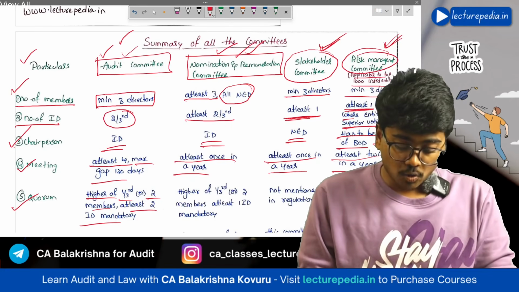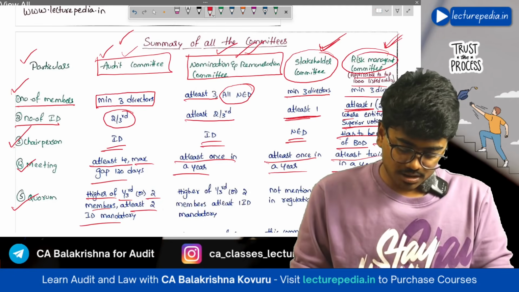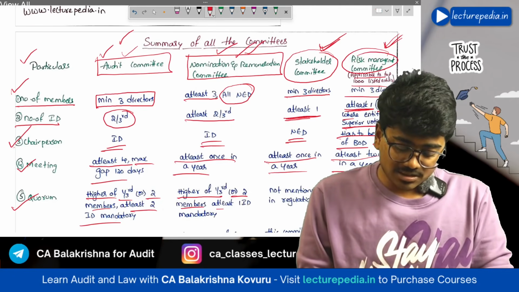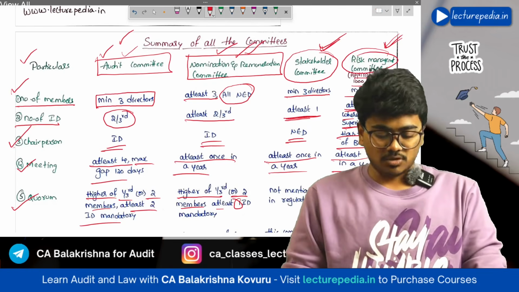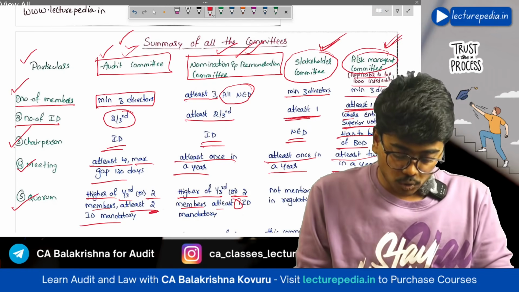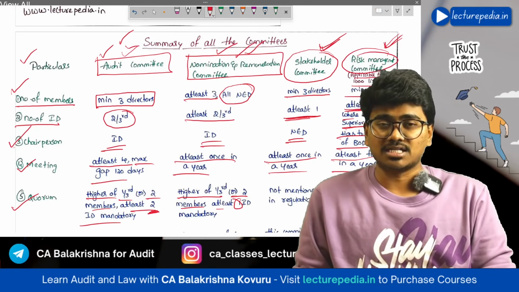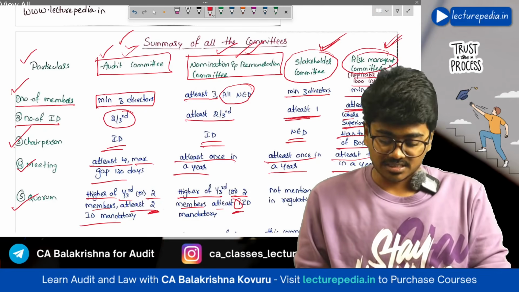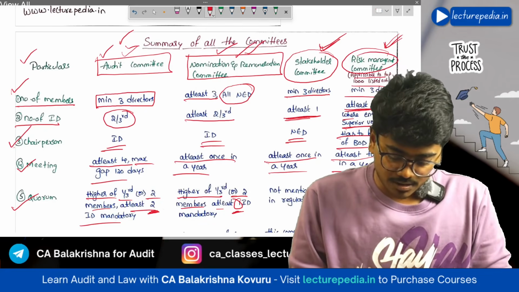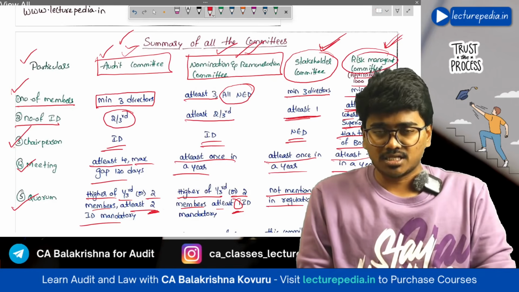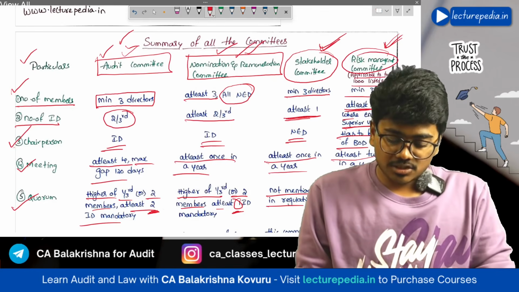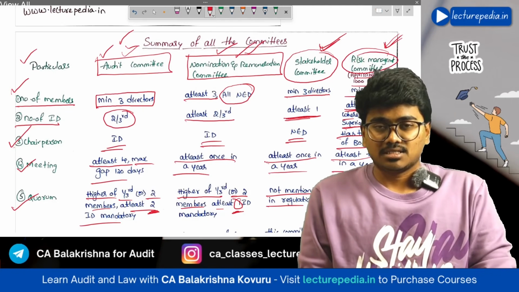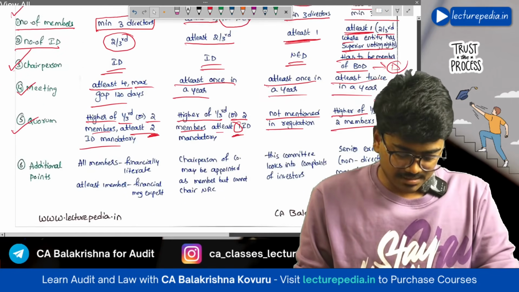Next, quorum for nomination remuneration committee is almost the same. Higher of 1/3 or 2 members, and at least 1 independent director must be present. In case of audit committee at least 2 independent directors must be present in order to start the meeting, whereas in case of nomination remuneration committee at least 1 independent director must be present, and in case of stakeholder relationship committee quorum is not mentioned in the regulation. There is no quorum for this. And in case of risk management committee, higher of 1/3 or 2 members is a quorum.